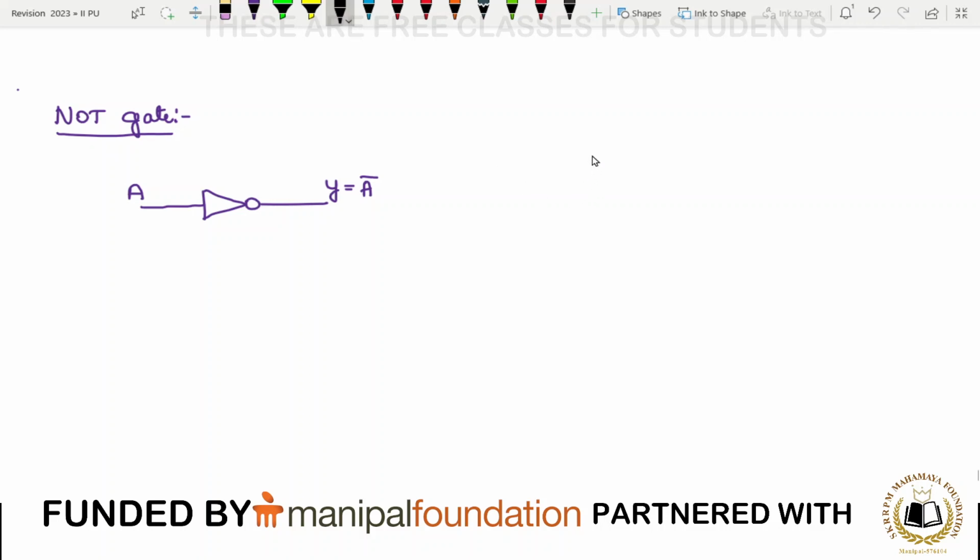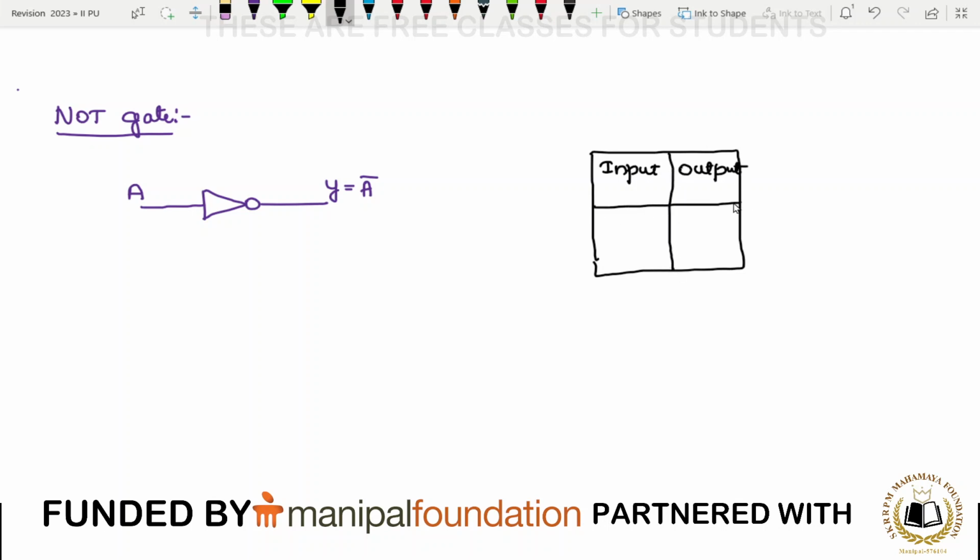Now what is the truth table of this one here? There is only one input for this gate and there is only one output. So here input A, output Y equal to A bar. So input is 0 and 1. So output becomes how much here? When input is 0, output becomes the reverse, that is 1. When 1 is the input, output becomes 0.